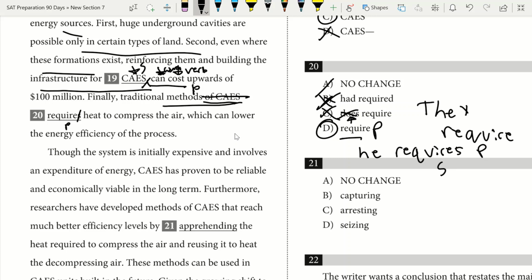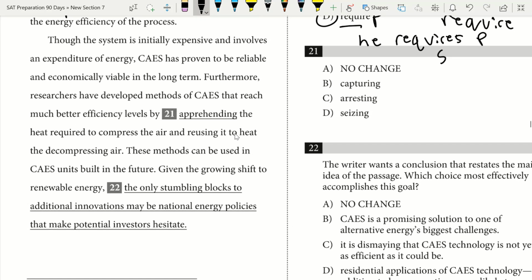All right, though the system is initially expensive and involves an expenditure of energy, CAS has been proven to be reliable and economically viable in the long term. Furthermore, researchers have developed methods of CAS that reach much better efficiency levels by apprehending the heat. No, we can't apprehend heat. All right, apprehending would be like if you were to capture someone, like the police would apprehend a suspect.